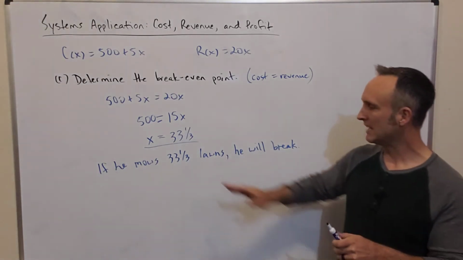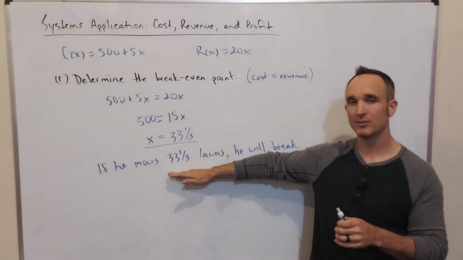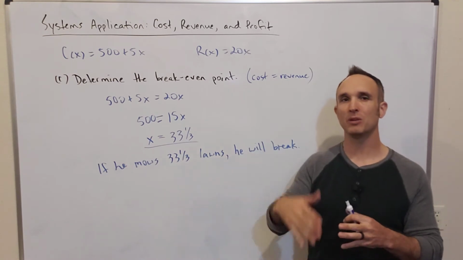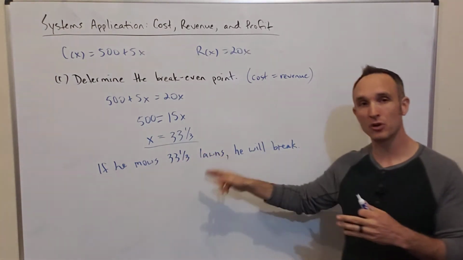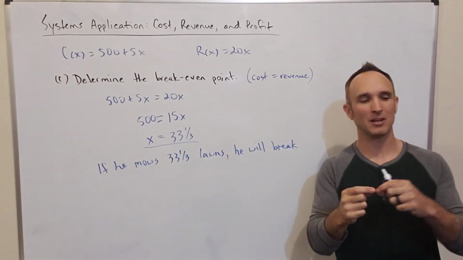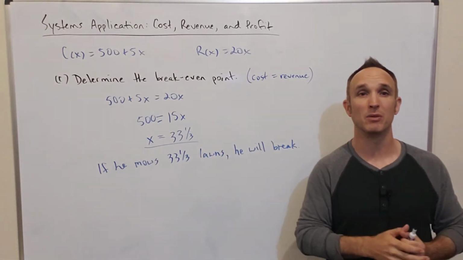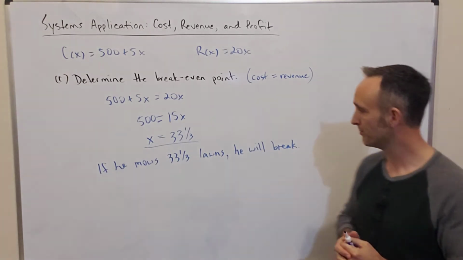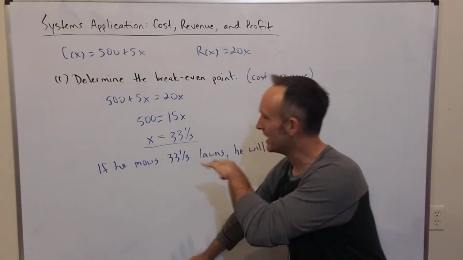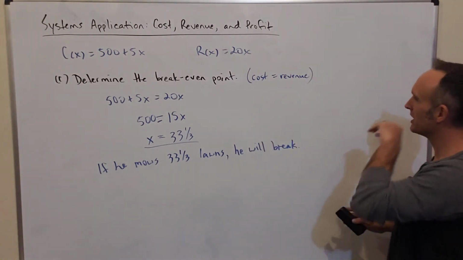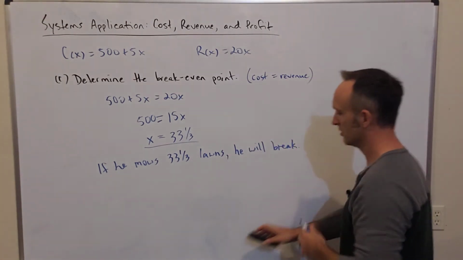So meaning, if he mows 33 lawns, his cost is still going to be more than his revenue. His revenue wouldn't have caught up yet. But when he mows his 34th lawn, that's when he's going to pass that break-even point and start making money. He'll be profitable at that point. I apologize for the lack of straight lines here. Okay, but that's a great question. The break-even point is 33 1/3 lawns.